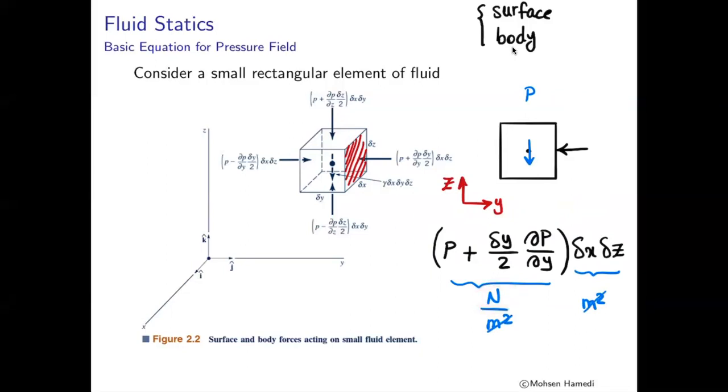And similarly, we can write it for the left surface of this element, which is this area. And again, as you can see, we have P, the pressure at the center of the element. And here we have the negative sign because we're moving to the left, which is in the negative direction of Y. Then we have this term, delta Y over 2, which is the distance that we're moving. And also del P over del Y is the change in pressure as we move in the Y direction. And again, del X del Z is the area of this surface.